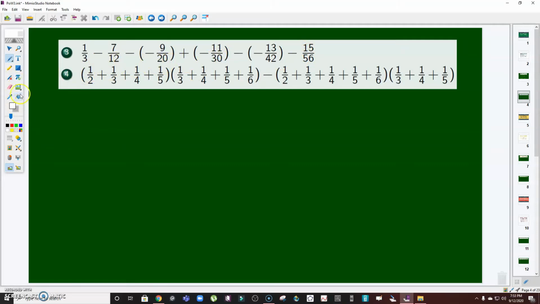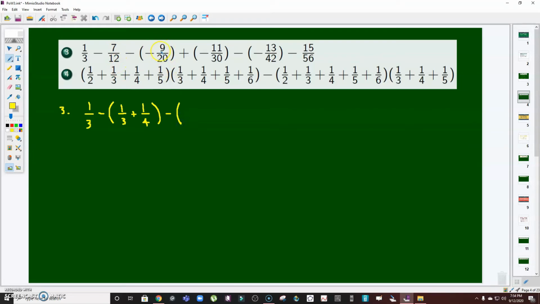Alright, so by inspection, okay, 1/3 is in simplest form, while this 7 over 12, if you are aware, it's just 1/3 plus 1/4, right? Again, 1/3 plus 1/4 is 7 over 12. See that?